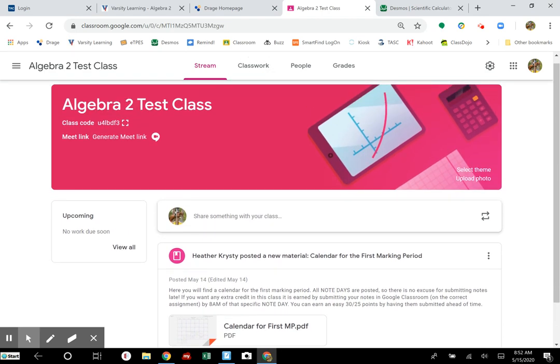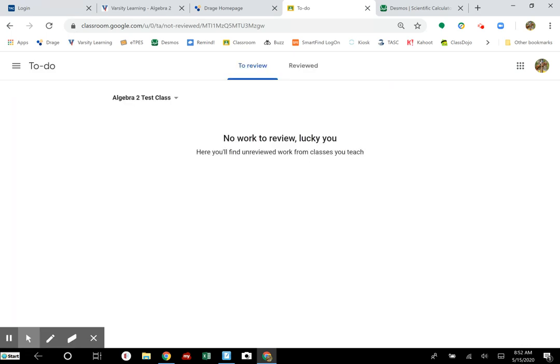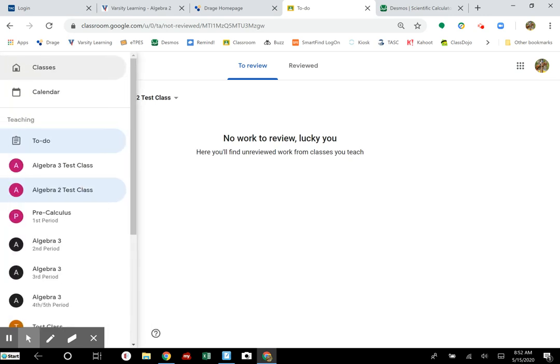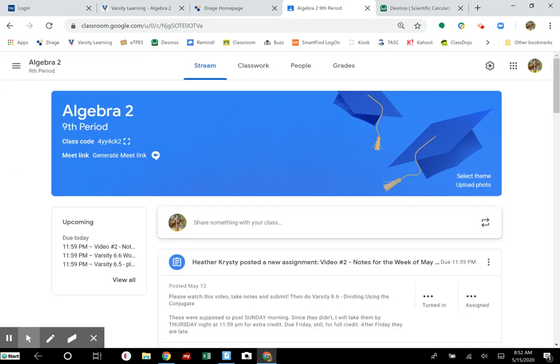The other useful place for you to go is right here where it tells you what upcoming work you have. If I hit view all, I'm not going to see anything at the moment, so you have no work to review. But let me show you what that looks like in an active class that's happening right now. Algebra 2 ninth period. So here, upcoming, due today, they have a video due.